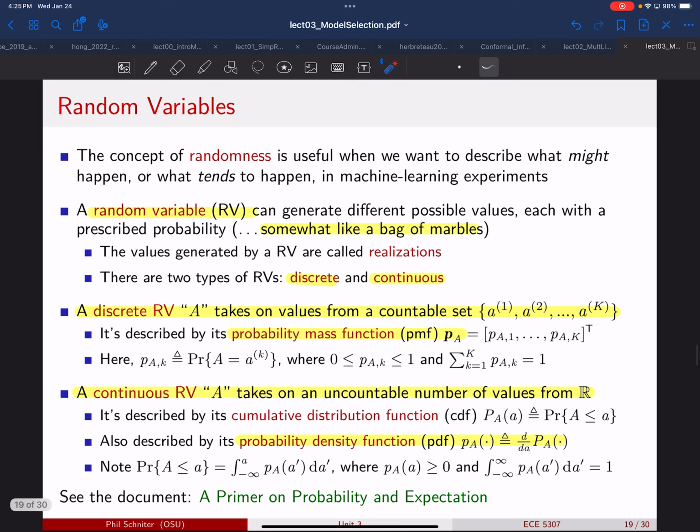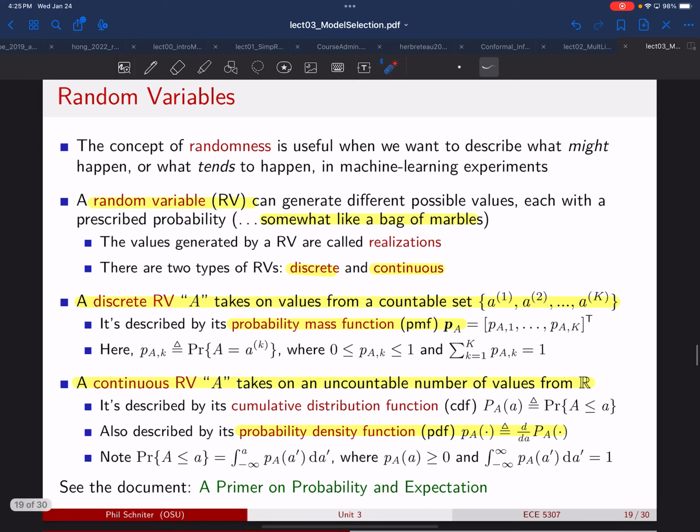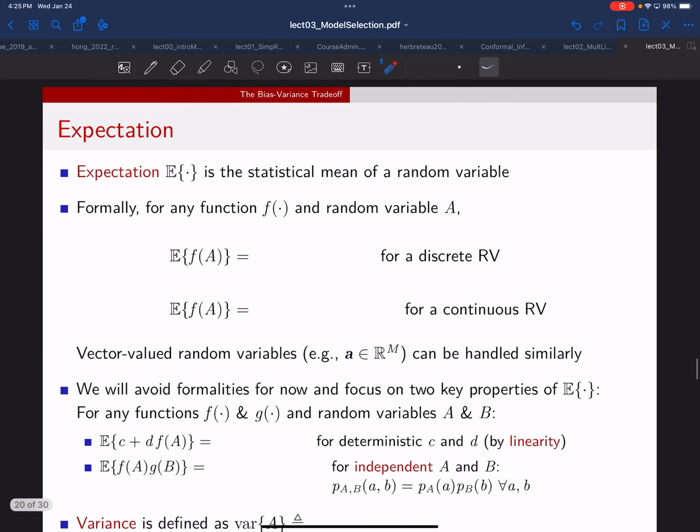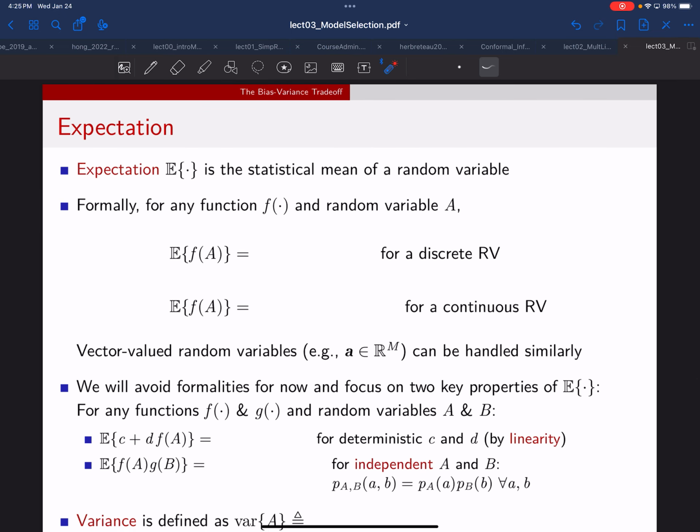Okay, so that's just starting out with the definitions. Any questions? Okay. Moving on to expectation. So we're not really going to do a whole lot with probability in this course. We're going to focus on expectation, which is one particular little thing we can do with random variables. And first, what is it? It is the statistical mean of a random variable.